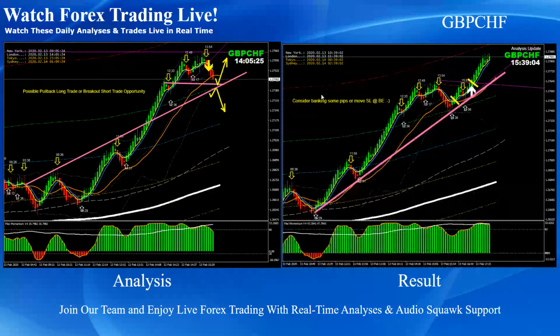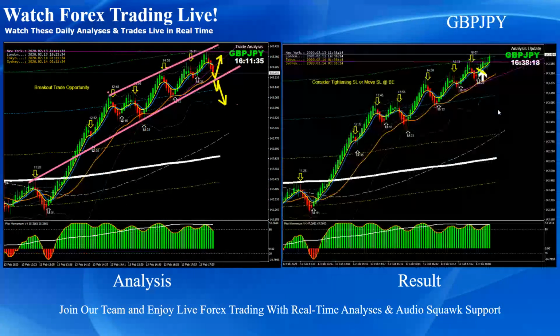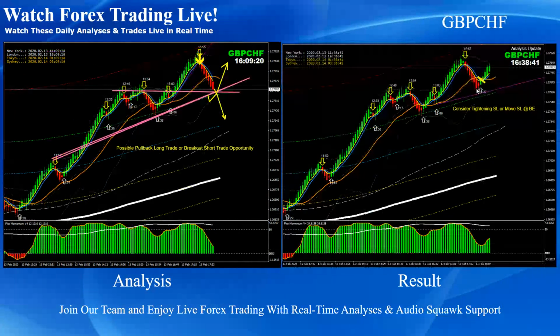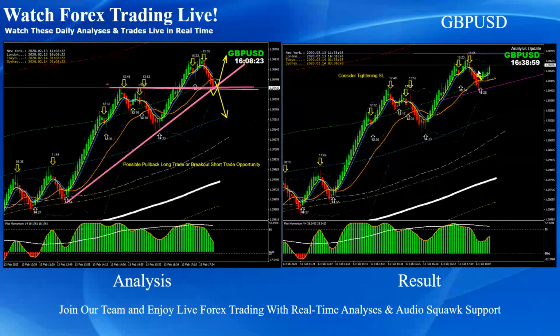Pound Swiss franc, pretty straightforward as mentioned on the analysis. Beautiful, based on the momentum, a very strong bullish momentum on cable, and we announced another trade on the pullback. Beautiful pullback long trades on pound Swiss franc. Pound yen, pretty straightforward pullback long trade, another small trade on pullback. As you can see, based on the momentum, we're always looking towards the momentum, and you can see another beautiful pullback long trade. Pound dollar, another beautiful small long trade on pound dollar.